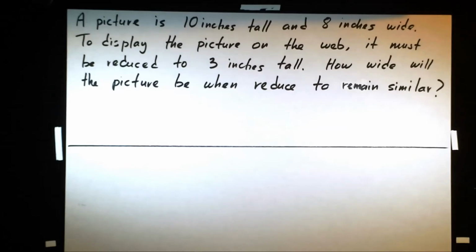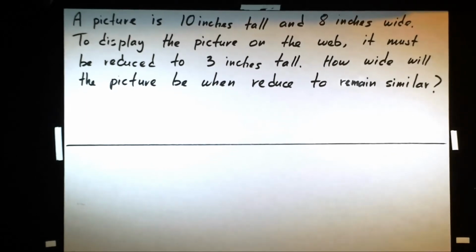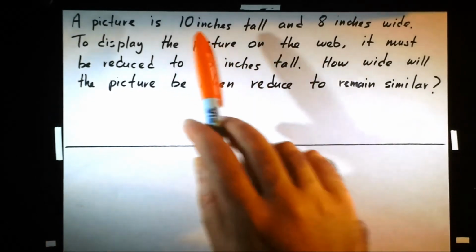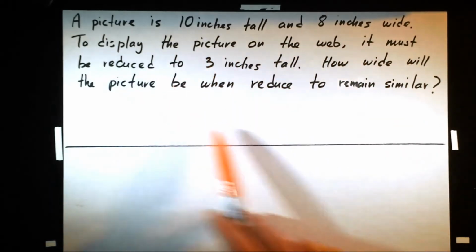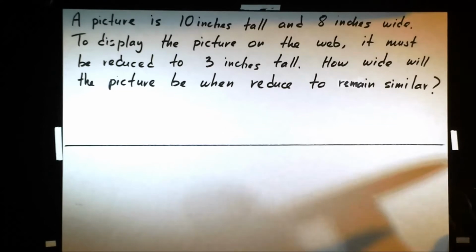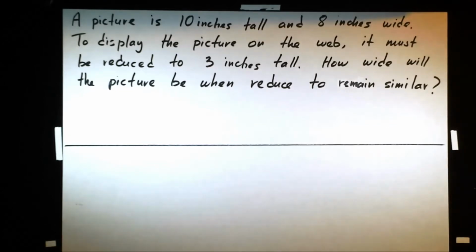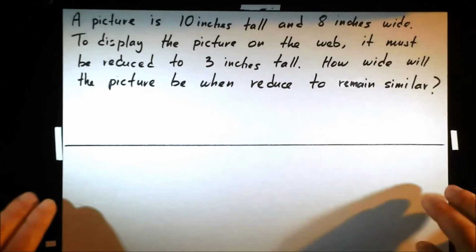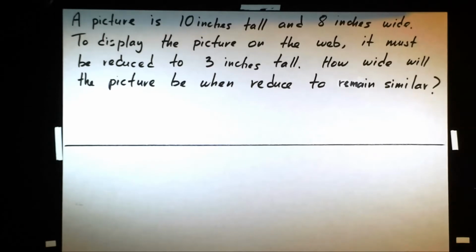Well, I would set up my proportion or my ratios here and see what's the proportion. Because technically, I just have a missing measurement. I know one ratio, I know part of another ratio. We're being told we want this to be to scale or similar. So this has to be in proportion. So this is what I would do. I would set up my first ratio, which is 10:8.